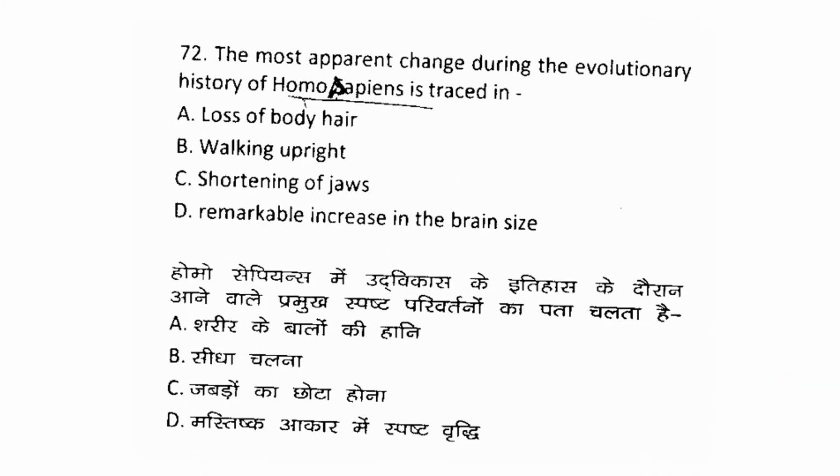Now the next question is: the most apparent change during the evolutionary history of Homo sapiens is seen in? The options are loss of body hair, walking upright, shortening of jaws, and remarkable increase in brain size. The correct answer is D.